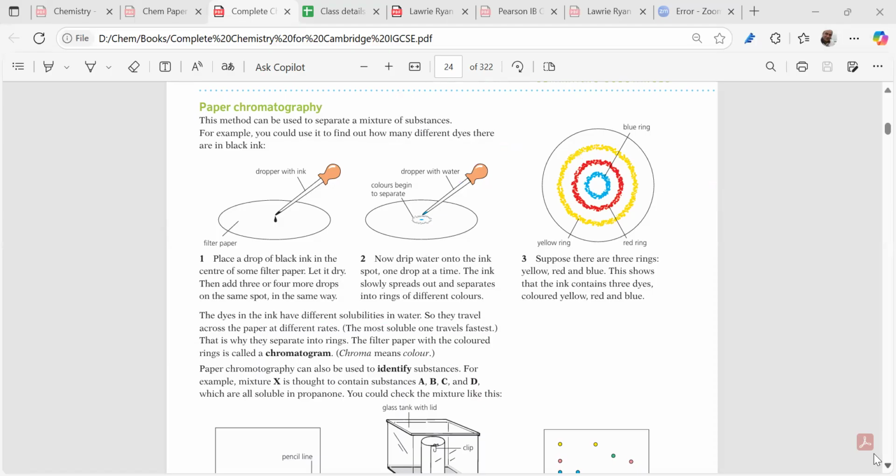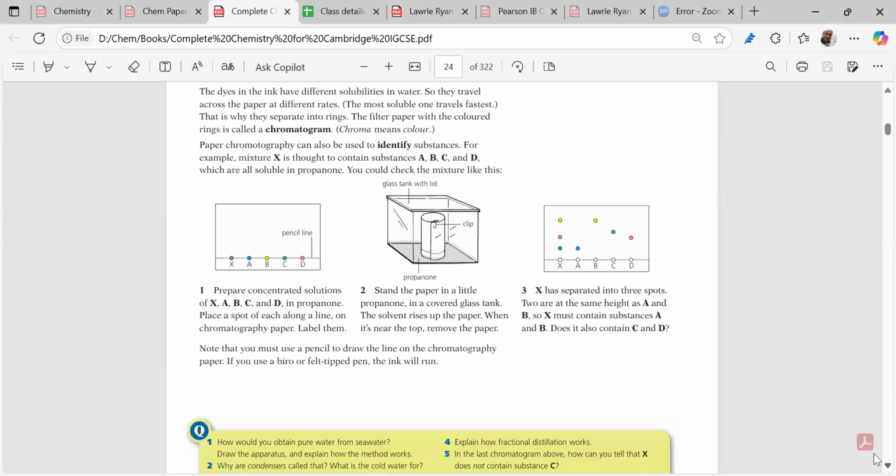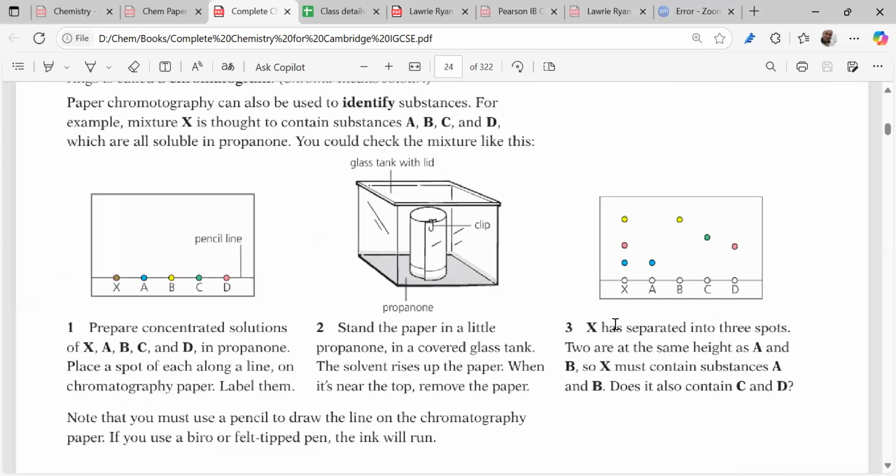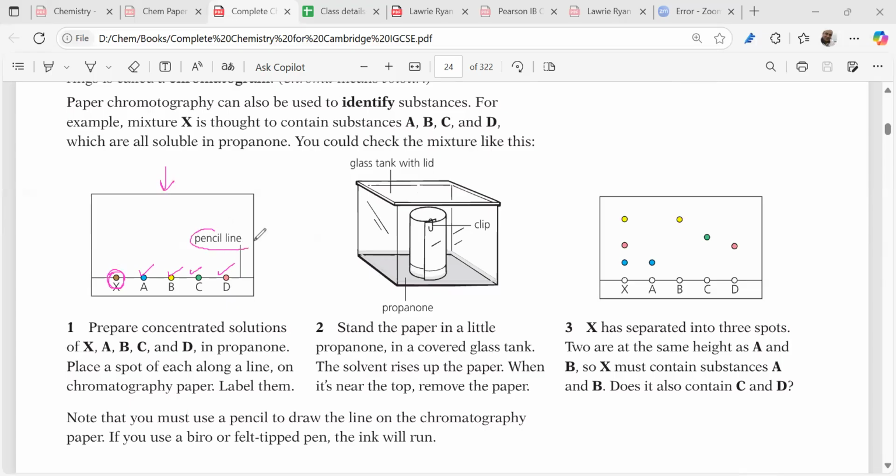There's a basic way by which we do it. Suppose we are taking a mixture of unknown solutes, which we predict can have A, B, C, and D. After that, we take a chromatography paper and draw a pencil line. We use a pencil line because we cannot use a pen; the pen will smudge out. After that, we put the unknown solutes over here on the line.